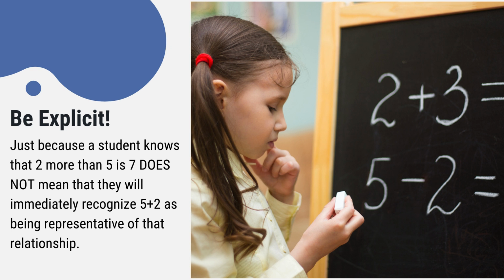I've said it before, and I'm going to say it again. You need to be explicit. Just because your students know that 2 more than 5 is 7 does not mean that they will recognize 5 plus 2 as being representative of that relationship. So as you're working through these fact relationships with your students, you're constantly going to be both supporting the relationship and pairing those relationships with the written equation so that students are making that connection.